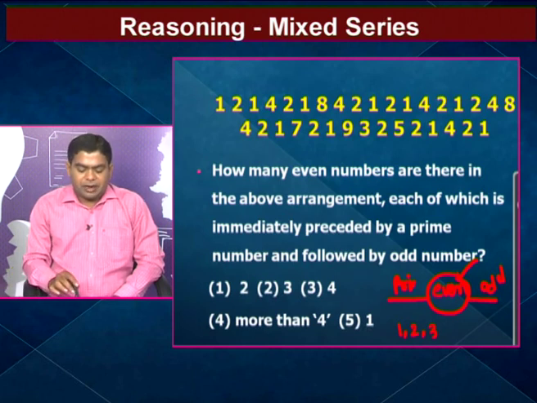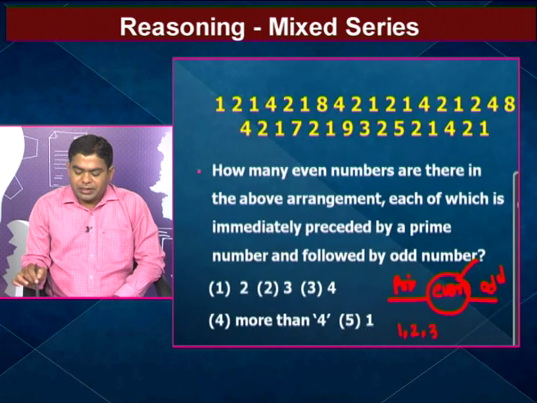That means your options are: first option is 2, second option is 3, third option is 4, fourth option is more than 4, fifth option is 1. So we get only 3 even numbers satisfying the given condition. That means the second option is our answer.